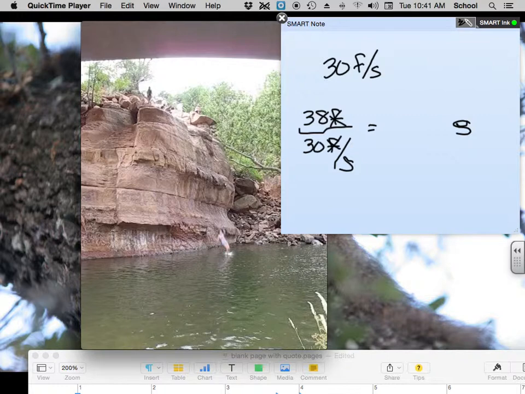So 38 divided by 30 gives me a number. Well, you have a calculator. So that gives me 1.266666666. So 1.27 seconds is about how long she was falling. So if she fell for 1.27 seconds, then how high was she?